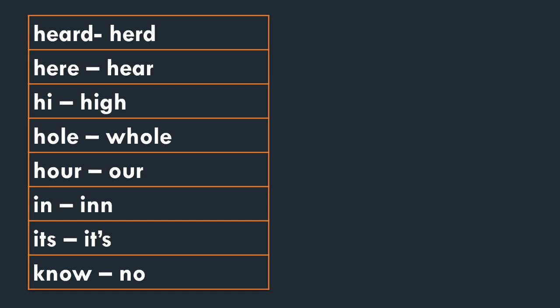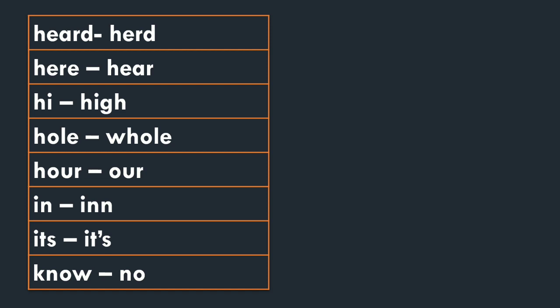Next is here. With pronunciation here, there are two words, H-E-R-E and H-E-A-R. Here with H-E-R-E is an adverb, it's related to place. Then H-E-A-R, hear, is a verb, hear means to listen.